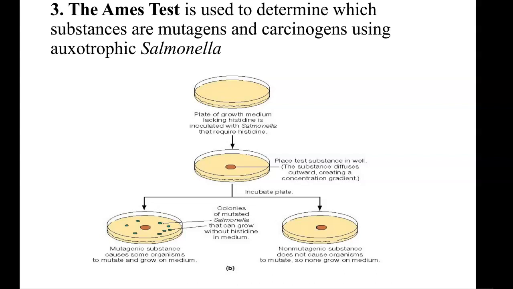That means that that particular auxotrophic Salmonella developed mutations that allow it to now make histidine so that it could live. So if we saw growth, that's a good indication that the chemical caused mutations. The results of an Ames test would be on that material data sheet so that we would know we needed to take special precautions because that particular substance was known to cause mutations.